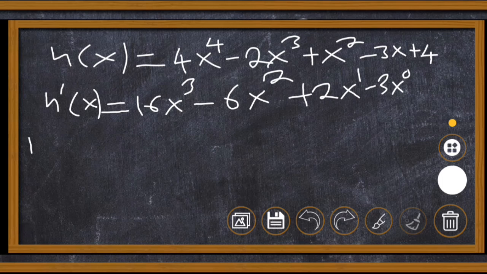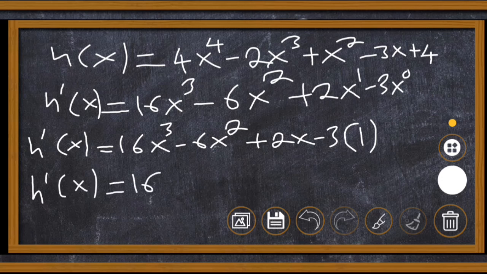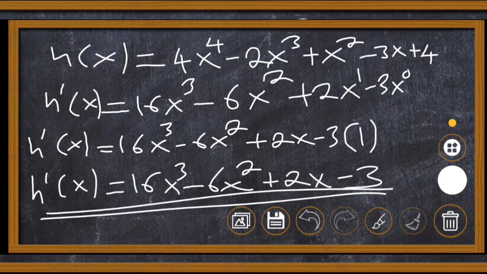So we're going to have h prime of x equals 16x. We have already done this, so I'm just going to rewrite them. Then plus 2x. So power of 1 can simply be written as 2x. So in this case, minus 3. As discussed before, x power 0 is simply 1, because anything raised to power 0 is 1. So h prime of x is going to be equal to 16x raised to power 3 minus 6x squared plus 2x minus 3. So this is the answer.